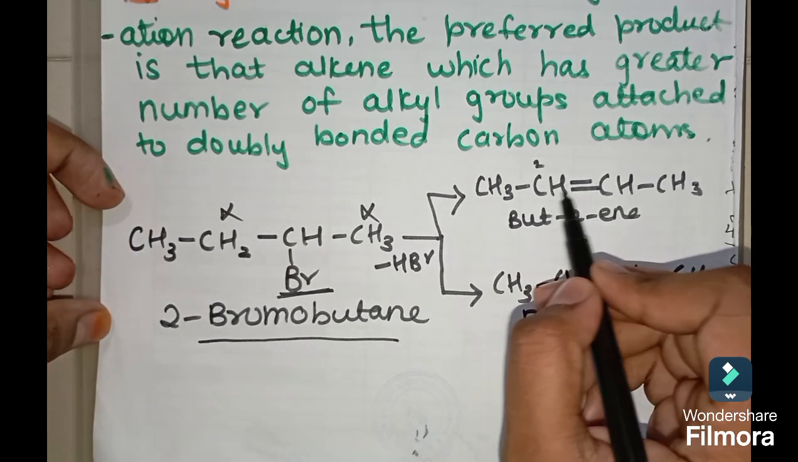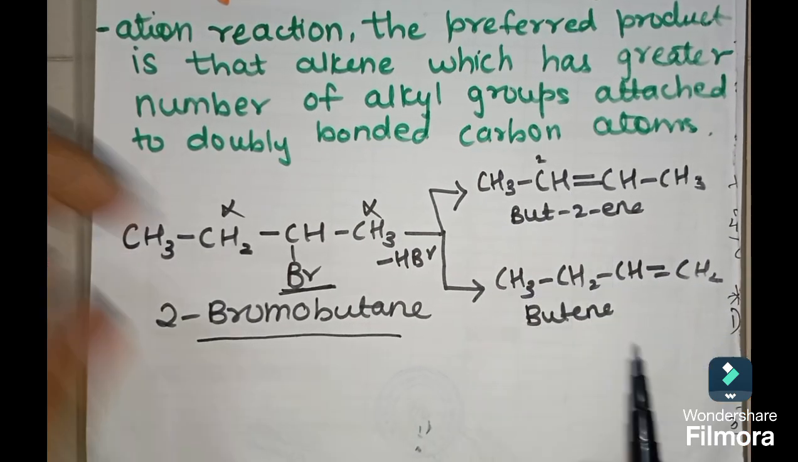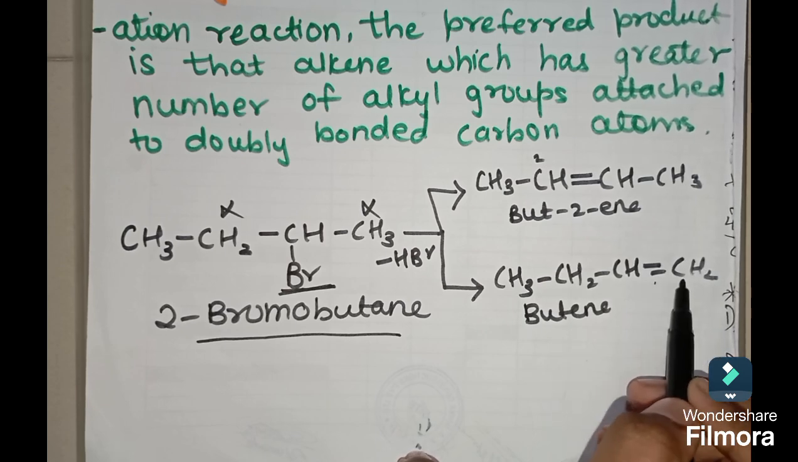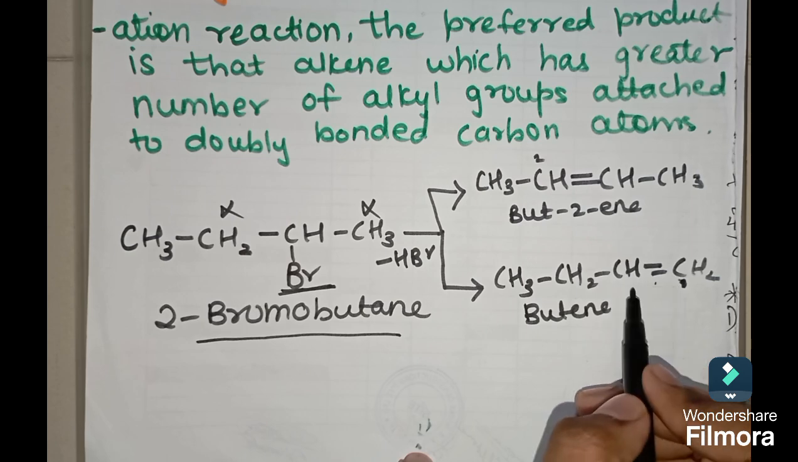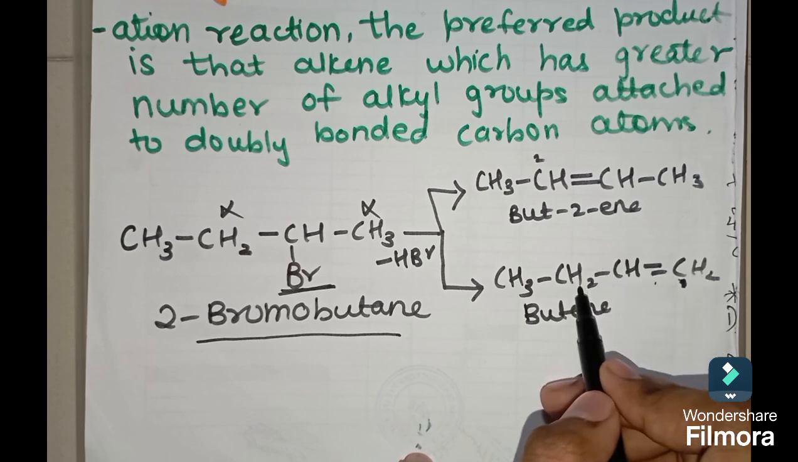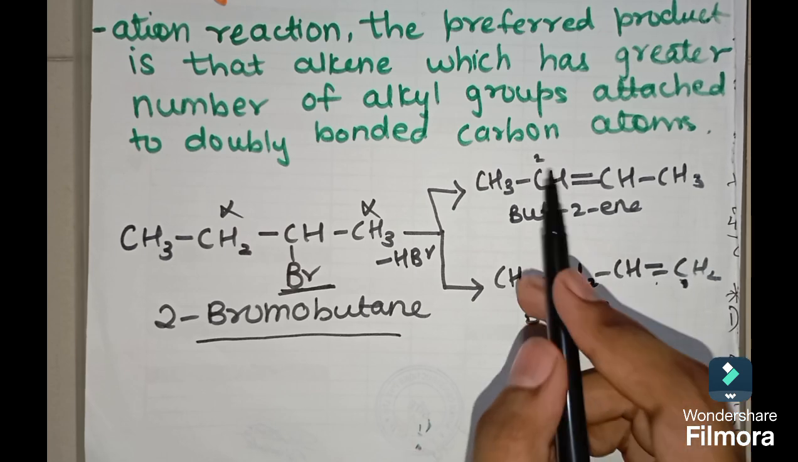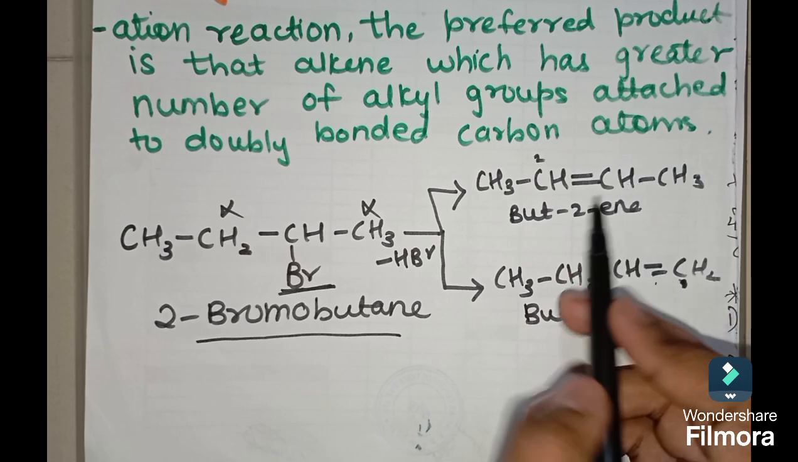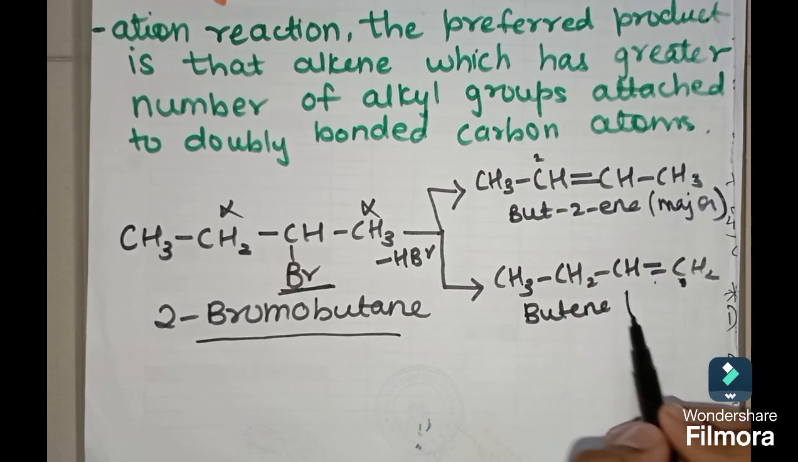Now we can see over here there are two alkyl groups attached to each carbon, right? Now here let us look at this compound. In this compound, the doubly bonded carbon atom is further attached to only one alkyl group, right? It is attached to only one alkyl group, and this one is attached to this. So overall it is only one alkyl group, right? So the preferred product will be this one, which has more number of alkyl groups. So this is major product and this is minor product.